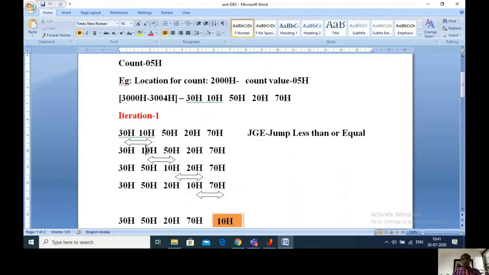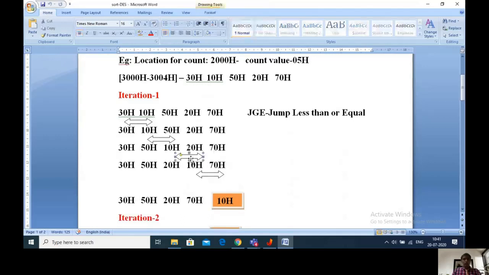Whenever the second byte is less than the third byte, exchange. See here in this example, the second byte is less than the third byte. Then for descending arrangement, we should exchange the second byte with the third byte. After exchanging, 50 comes to the second byte position and 10 comes to the third byte position. The remaining 2 bytes remain as they are, 20 and 70.